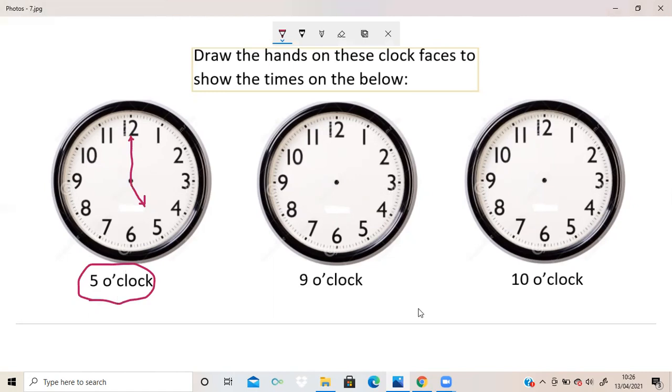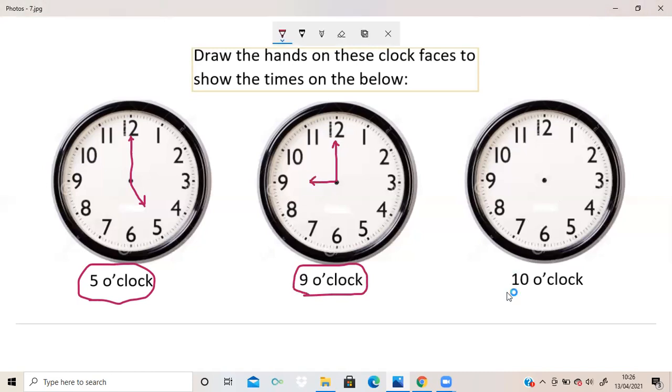So please pause the video, and the next one is 9 o'clock. Pause the video and try to do it yourself, and then you can check your answer with me. So this one is 9 o'clock. The same thing. Minute hand should point to 12, straight on 12. And the hour hand should point on 9, and the hour hand is smaller than the minute hand.